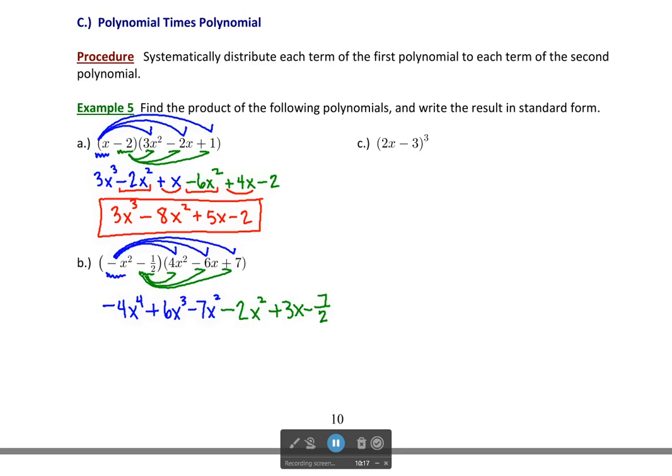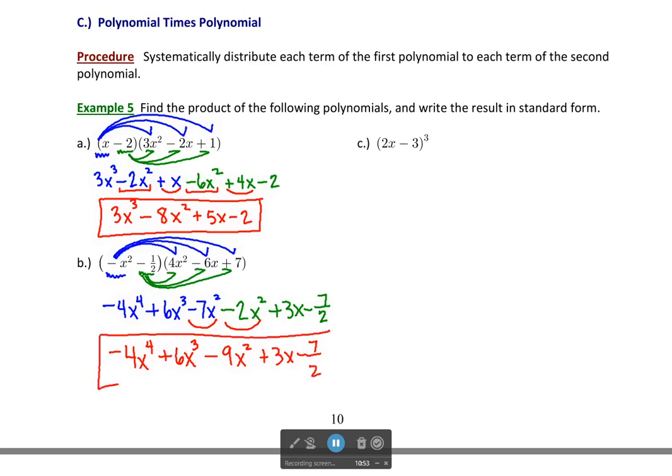Next, we're going to combine like terms and write it in descending order. So we start with our highest powered term, which is negative 4x to the fourth, and it doesn't have any matching terms or like terms. Then we look at the next highest power of x, which is x to the third power. It also does not have any like terms, so that'll be our next term. And then notice we have negative 7x squared minus 2x squared. That combines to give us negative 9x squared. We have the term 3x with no other like term. And finally, our constant here on the end, negative 7/2.